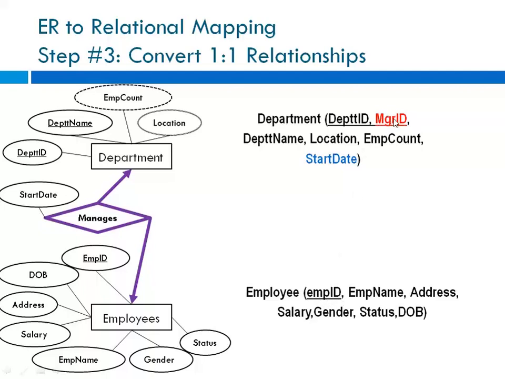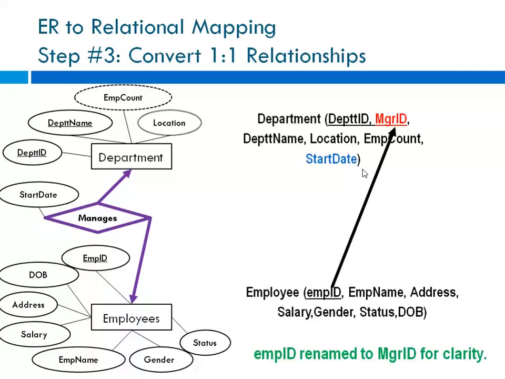and the foreign key is renamed MGR ID, manager ID, and department ID and manager ID, both of these will make the primary key. So let us see here that employee ID is the primary key in employees, so it is given as the foreign key in the department table, but the name is changed to manager ID just for clarification that this is not the employee ID but the manager ID. This is the employee ID of the person who is managing this department. So employee ID is renamed to manager ID for clarity.